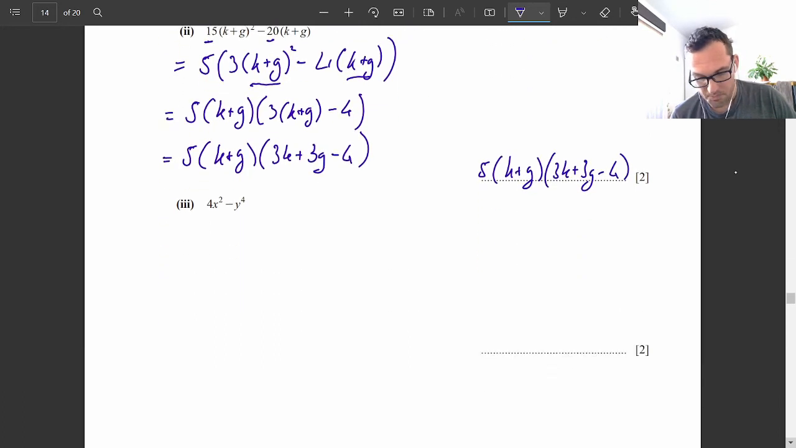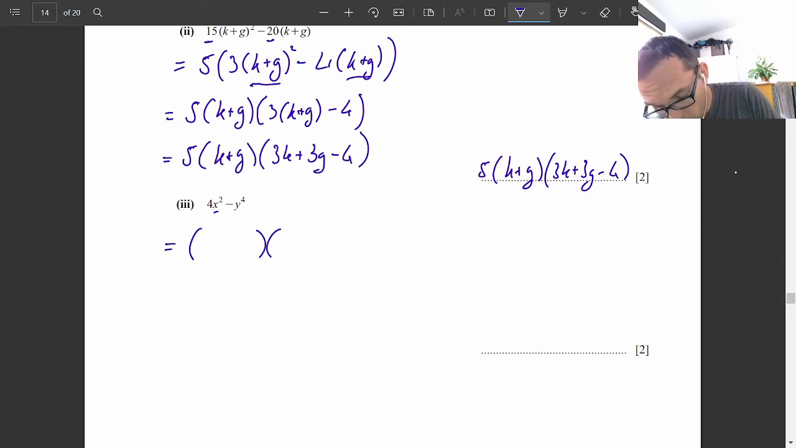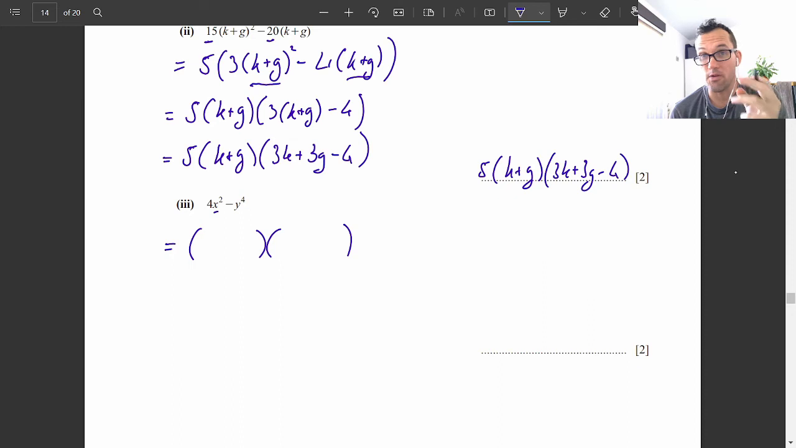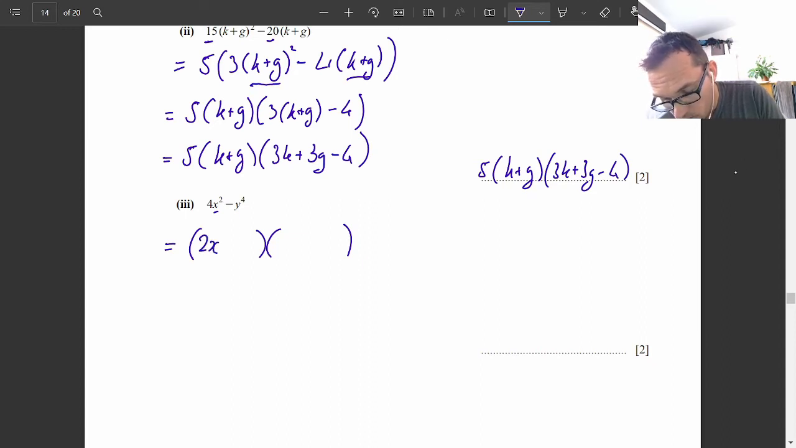Okay, last question. It looks like there is nothing to factorize here because there's no common terms between 4x squared and minus y to the power of 4. But what we need to recognize here is this is a difference of squares. We've got two square numbers and a negative in the middle, which means we can make two brackets. If you can recognize this and see it, great. If not, I'll give an extra explanation after I finish this question. Hang around for that. So the square root of 4x squared is 2x. Square root of y to the power of 4 is y squared. And we put the same in both brackets with a plus and a minus. That's it.